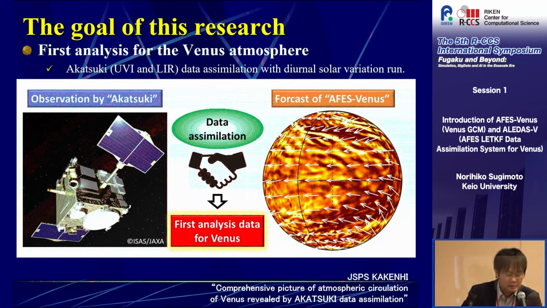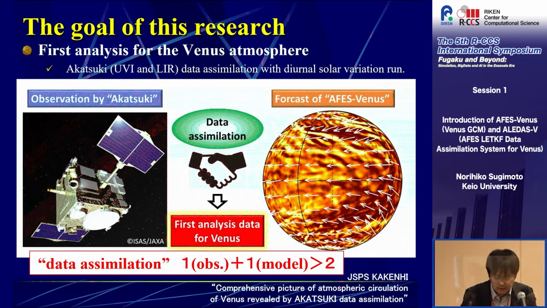The goal of this research is to understand why superrotation is developed. We first produce an analysis data set for the Venus atmosphere combined from the Akatsuki Venus Climate Orbiter and our general circulation model, AFES-Venus. By combining these two, we can produce an analysis data set which is continuous in time and space. It's a first try.